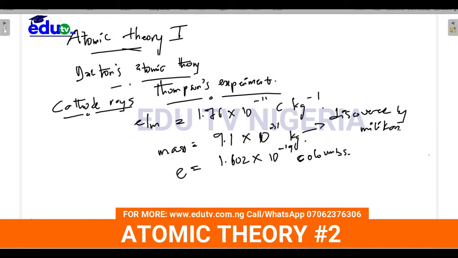J.J. Thomson, with Aston, also performed an experiment to find out that the atom is not just a simple sphere as Dalton proposed. According to the experiment, it is made up of at least two parts, one of which is the electron.